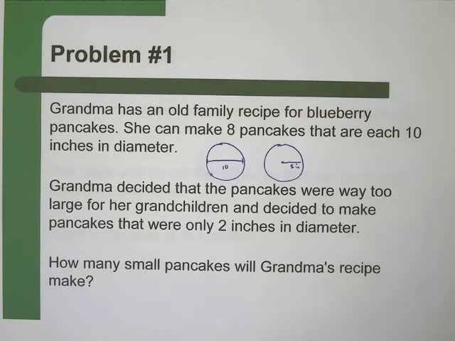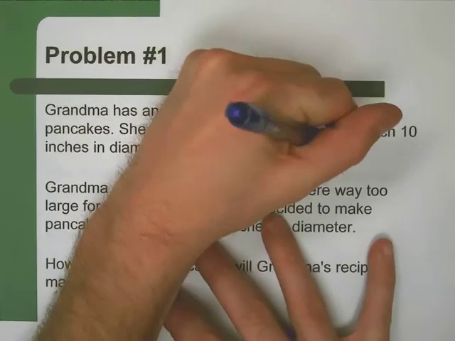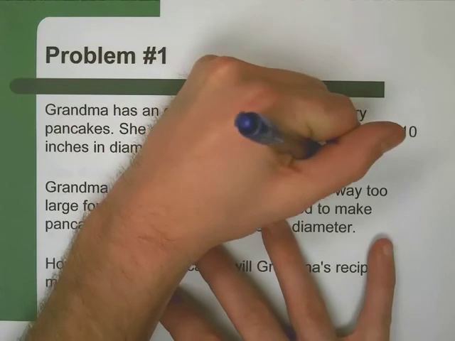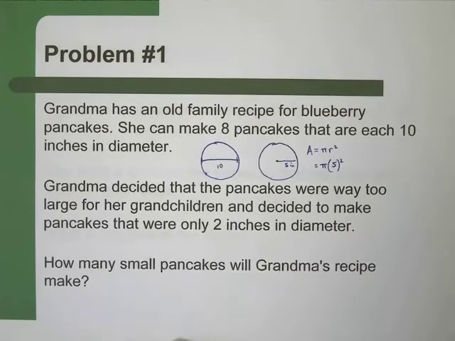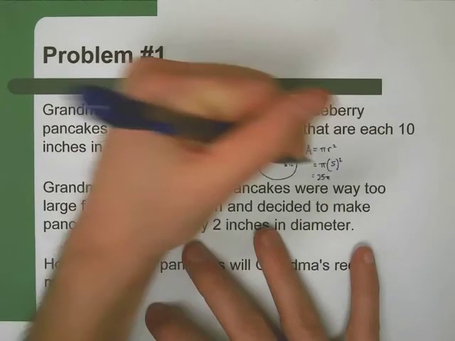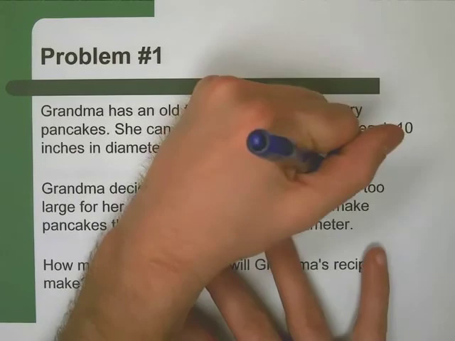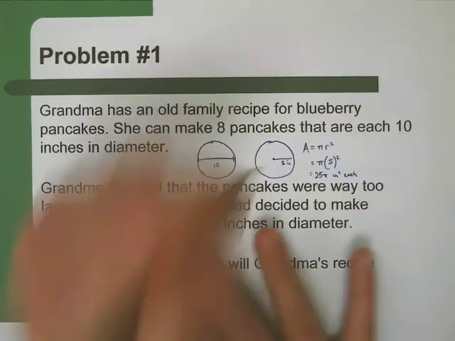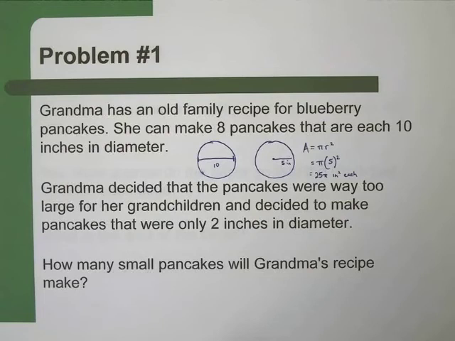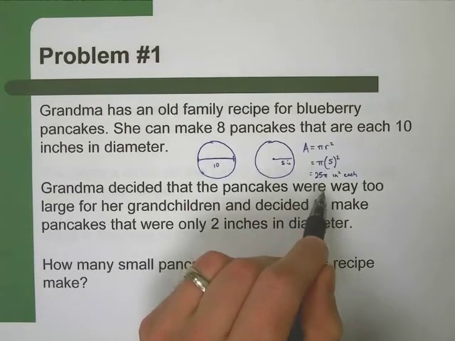Well, what's the area of each of those pancakes? We know the area of one of those pancakes is pi r squared, which is pi times 5 squared in this case. So 5 squared is 25. Each pancake is 25 pi square inches, right? Well, Grandma's recipe will make 8 of those. So if I multiply that number times 8, I have 25 pi times 8.